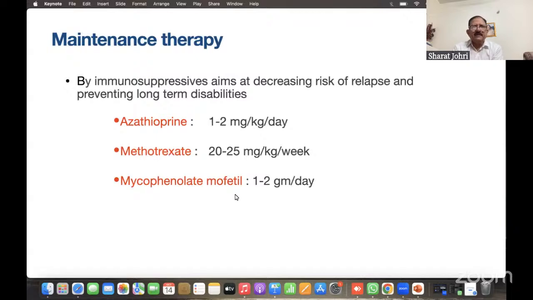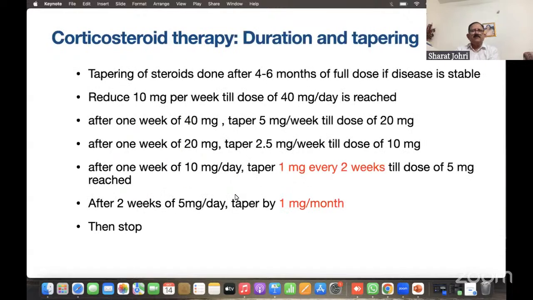Immunosuppressive therapy is given firstly to reduce the dose of steroid. The drugs used are azathioprine 1 to 2 milligram per kg per day, methotrexate, or mycophenolate mofetil 1 to 2 gram per day. These therapies are given for about 6 months or longer till there is remission. After remission, there is slow tapering. This slow tapering is very important, especially if we are using steroids, which are usually given for 6 months till we find that the disease is stable. Then reduction is done very, very slowly.